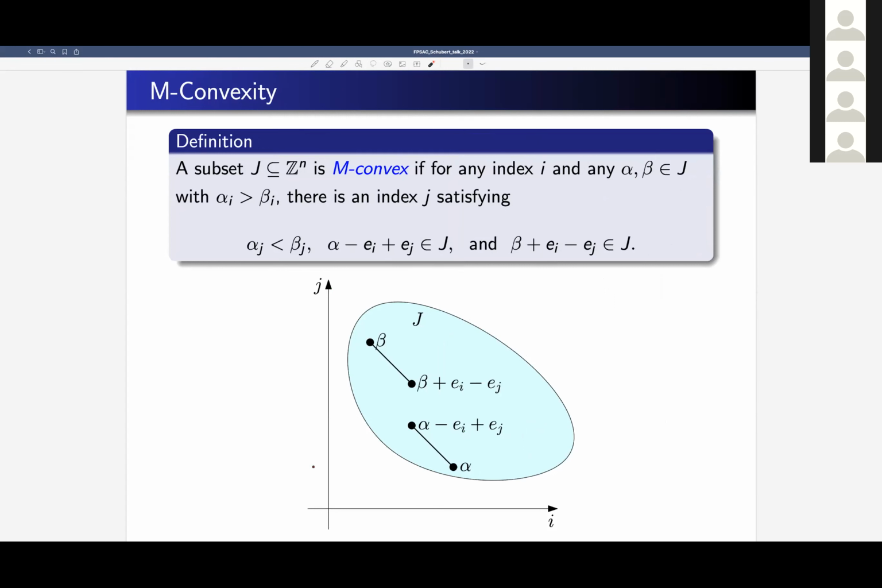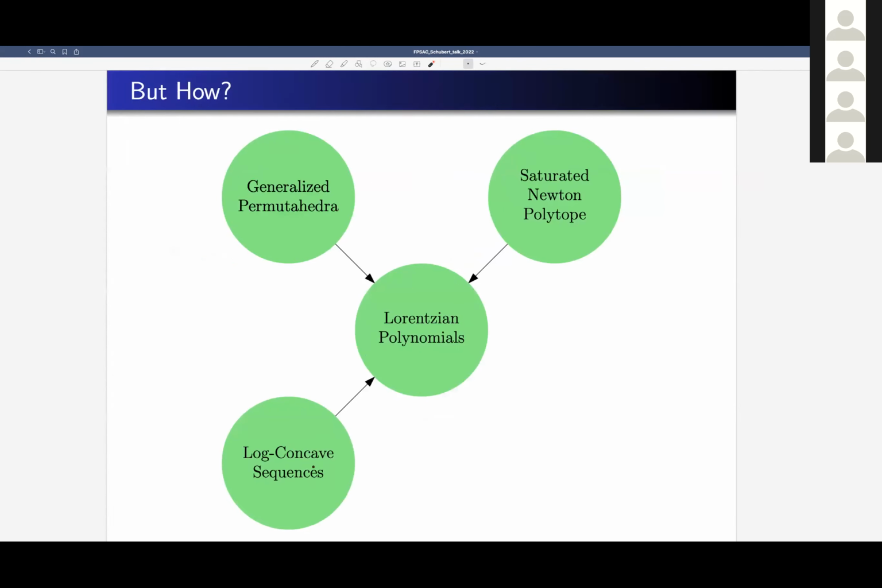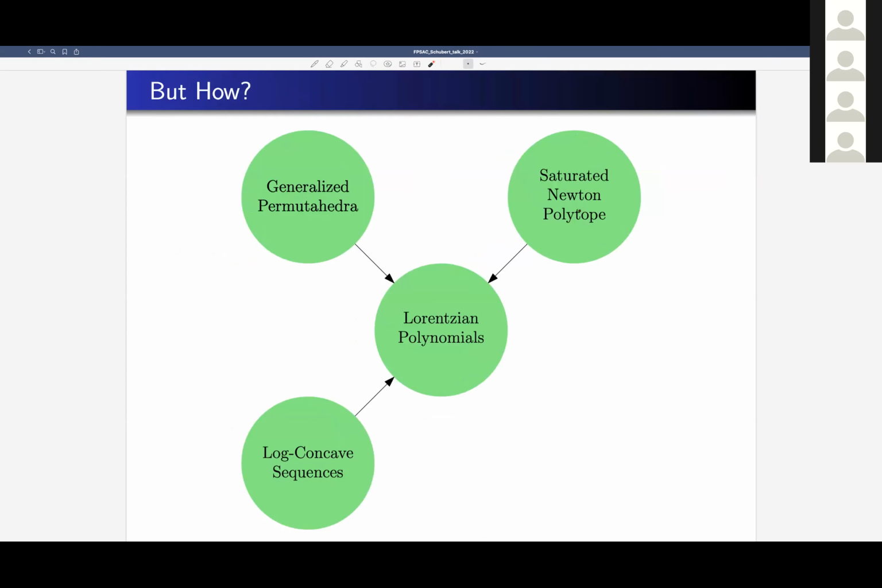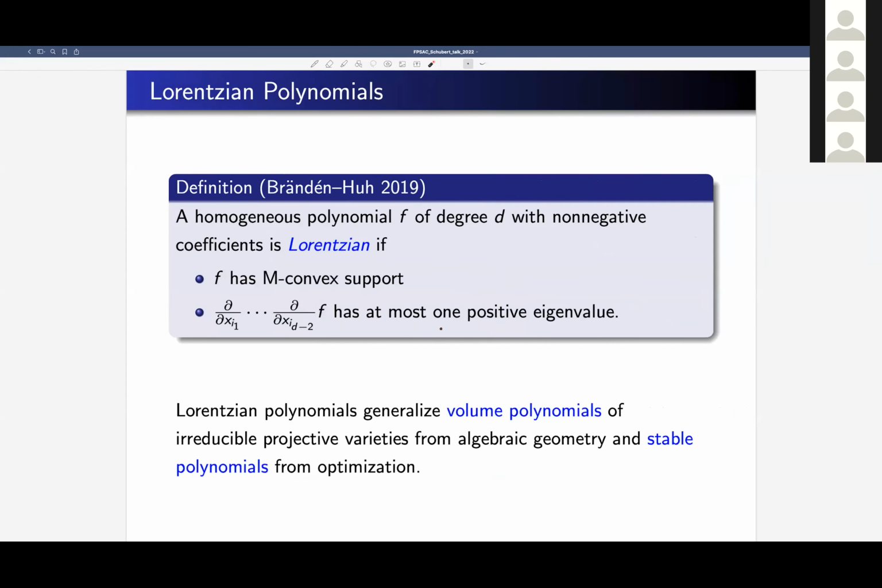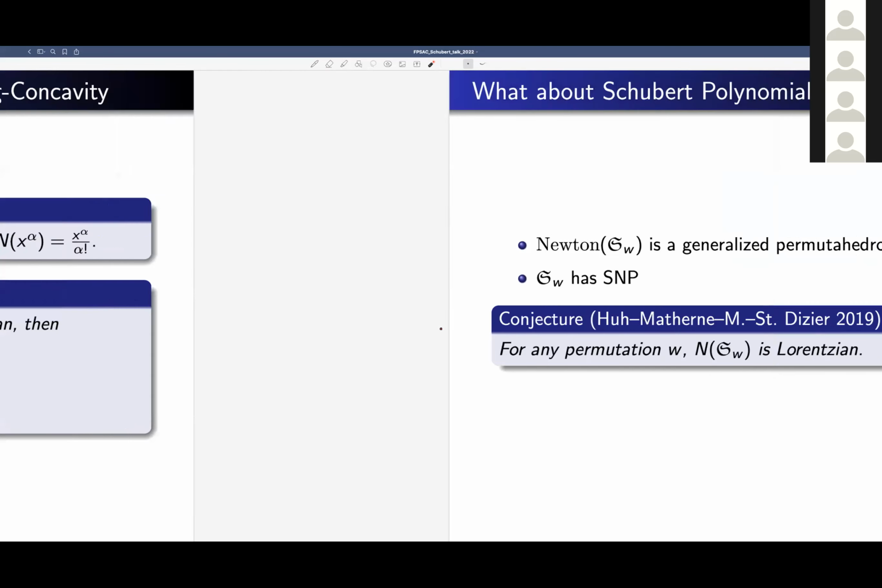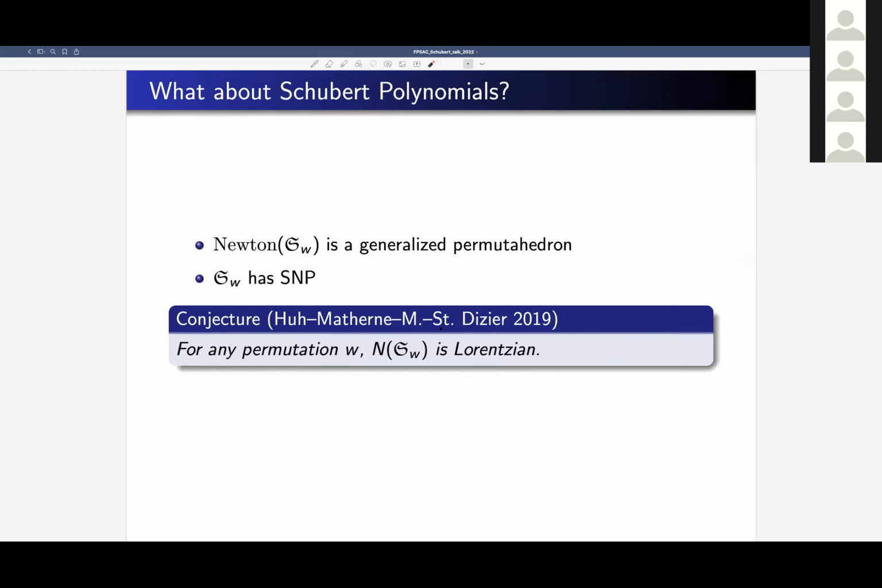I don't think I quite have, actually, how much time do I have, Raman, so I know where to skip? I guess about minus 2 minutes. Minus 2, oh great. So I don't have time in these minus 2 minutes to go through the Lorentzian property, but I think that this picture is actually very much what I would take away from it. Saturated Newton polytope, generalized permutahedra, log concavity is what you want. You wonder Lorentzian polynomials. And what we prove indeed is that the normalization of Schurs is Lorentzian.